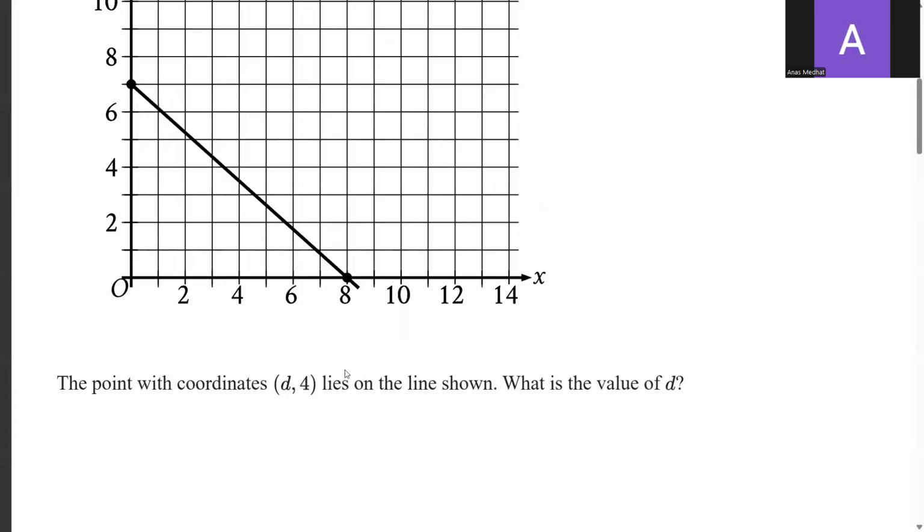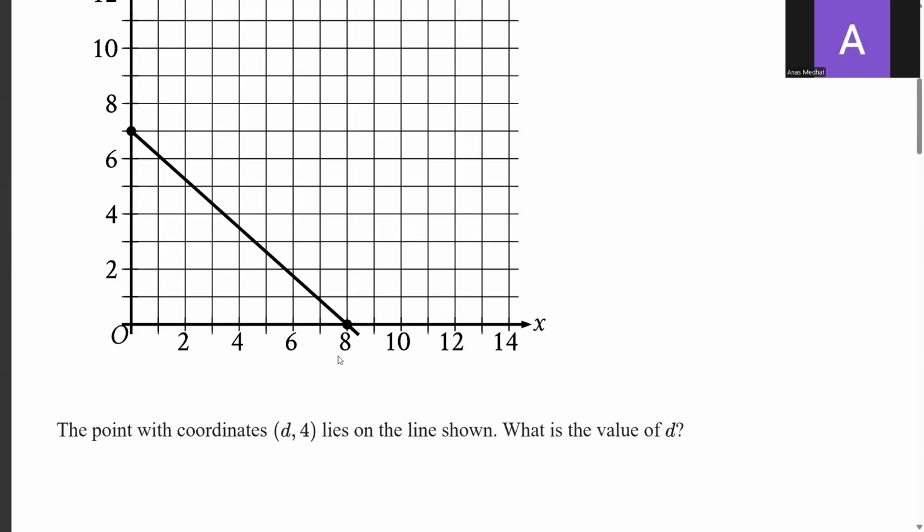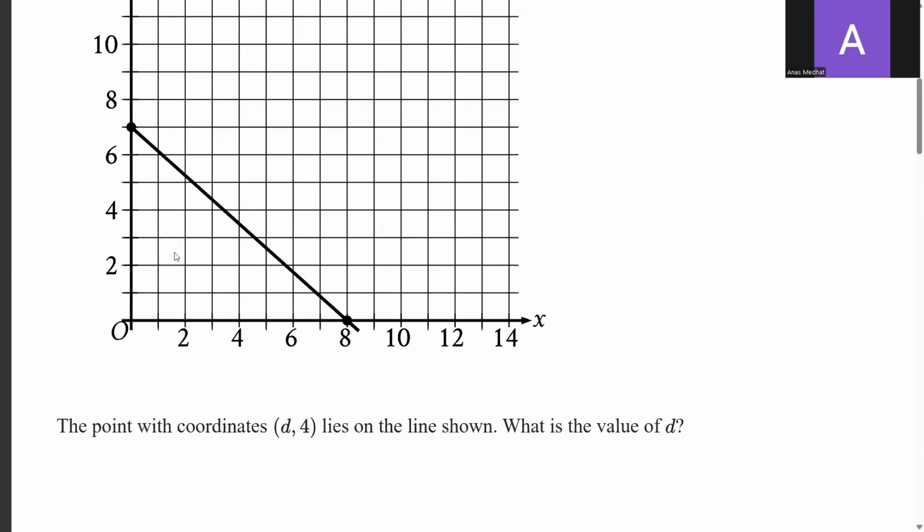The point of coordinates d, 4 lies on the line. What is the value of d? This is a very easy question. All you have to do is go to the point where y is equal to 4 and find x. But here, you have to get the equation first and then substitute the point. Let's take 2 points and try to get the equation. First you have to get the slope and the y-intercept.